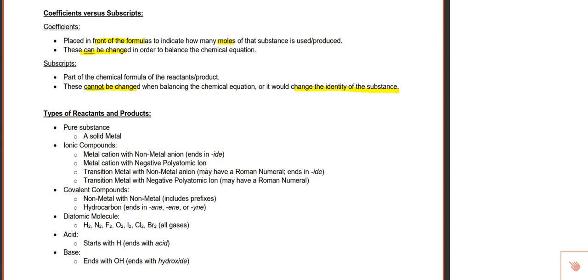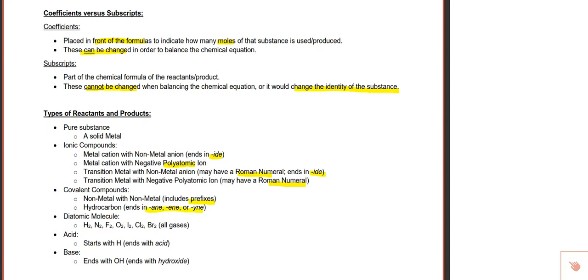Furthermore, there are many types of reactants and products that could be involved in a chemical reaction. The ones that I'm going to discuss are the most common, and those include the ones listed here. We could be talking about a pure substance or an ionic compound, which is a metal cation or transition metal with a non-metal anion or a negative polyatomic ion. We can recognize those through certain aspects of their name. I could also be referring to a covalent compound, which is a nonmetal with a nonmetal, or a hydrocarbon, which ends in one of these prefixes.